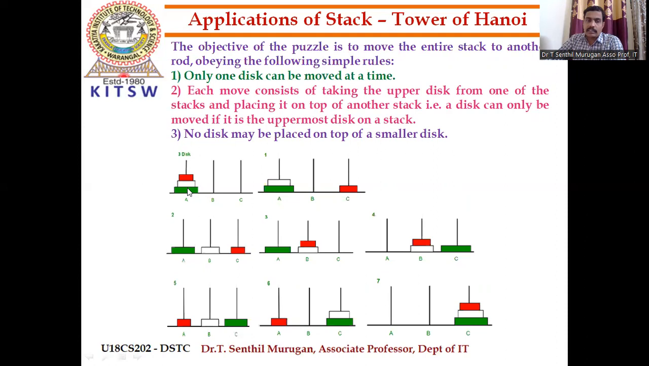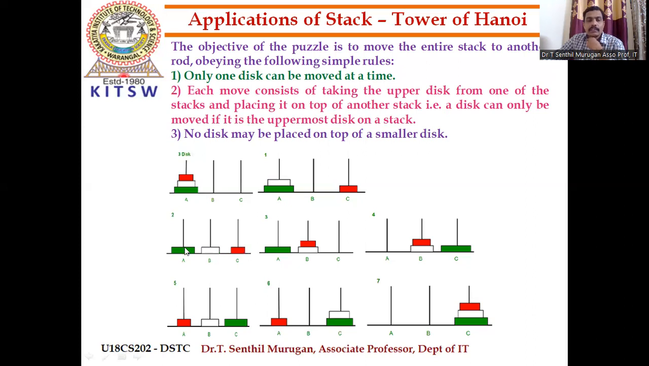Just see here: green, white, red colors are there. Initially 3 towers are there, and all 3 disks are in tower A. Now what we have to do: we can move one disk at a time. First, I am moving the red color. When I am moving, I have to check whether any smaller disk is there compared with this disk. No disks are there, so directly I can keep it. The second time, it will be moved to the middle auxiliary tower, because there is no smaller disk there either.